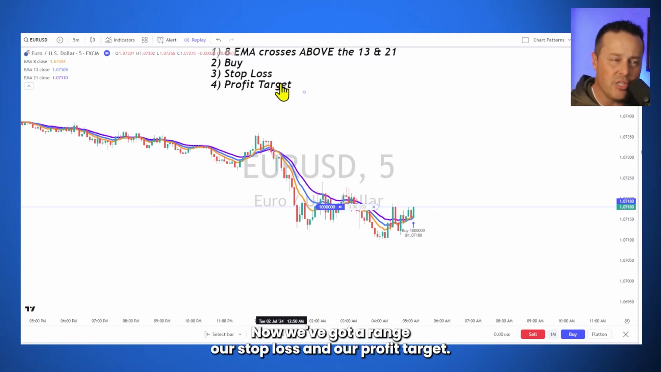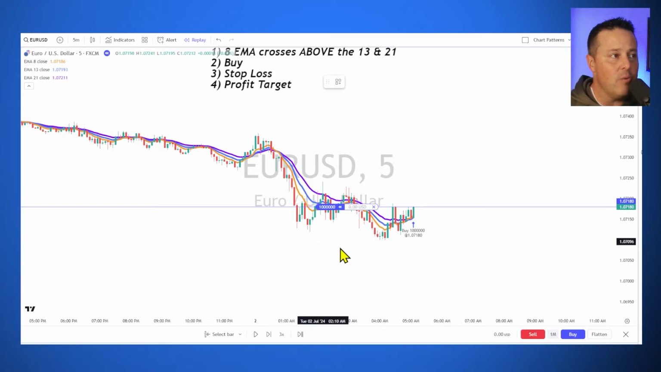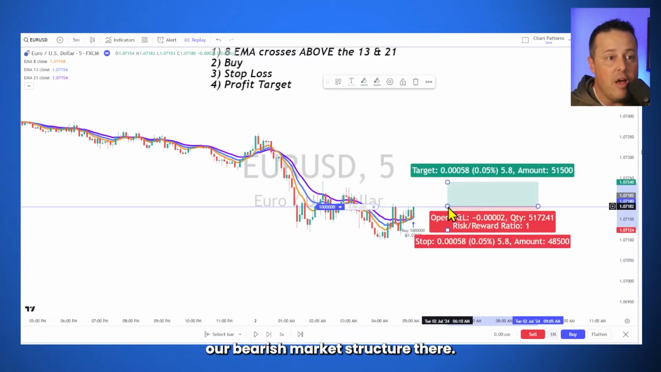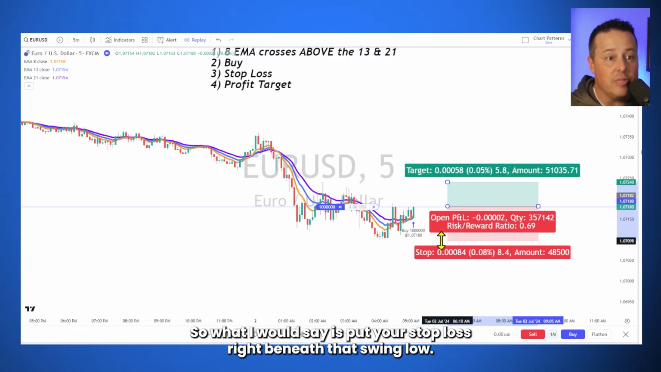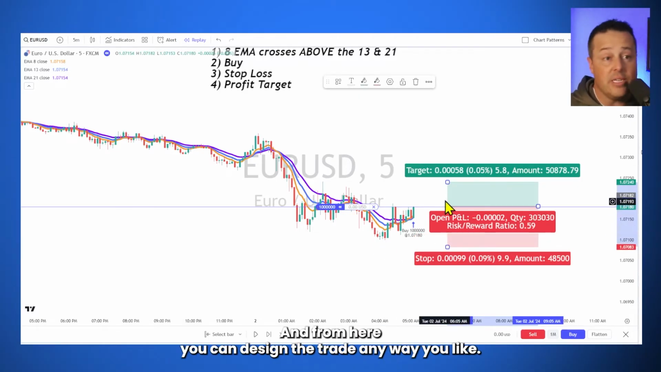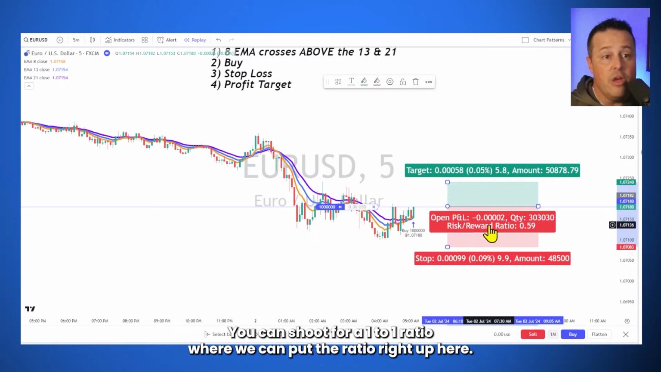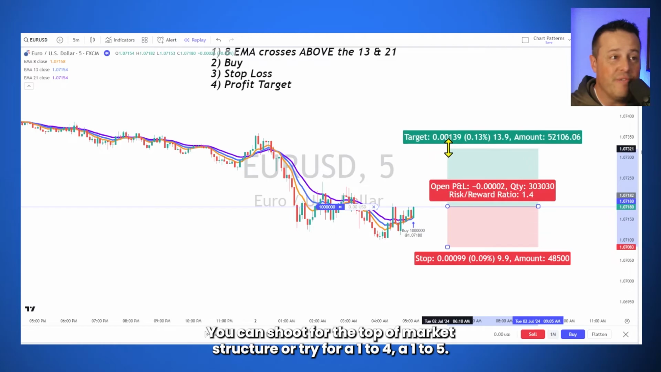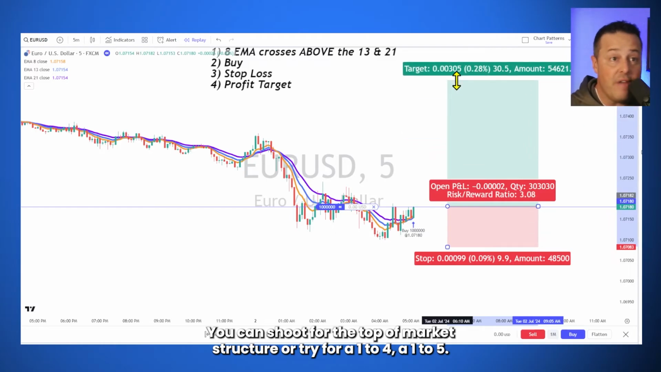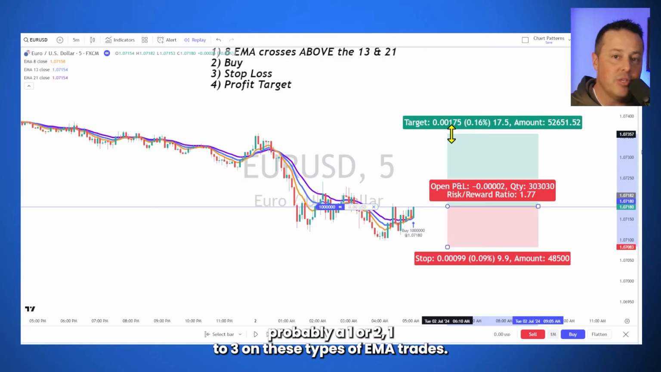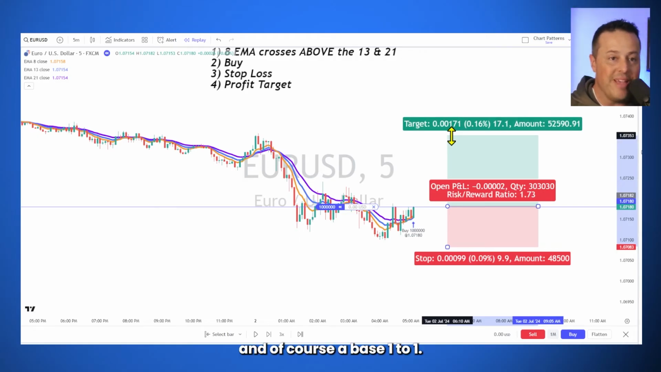Now we've got to arrange our stop loss and our profit target. Well, our stop loss, probably a good area for that, is going to be right beneath our bearish market structure there. So what I would say is put your stop loss right beneath that swing low, and from here you can design the trade any way you like. You could shoot for a 1-to-1 ratio, where we could put the ratio right up here. You could shoot for the top of market structure, or try for a 1-to-4 or 1-to-5. I really recommend dialing in probably a 1-to-2, 1-to-3 on these types of EMA trades, and of course a base 1-to-1.